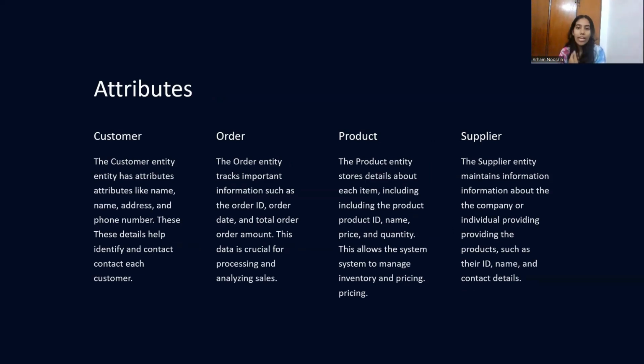The product entity stores details about each item, including the product ID, the name, the price, and the quantity. This allows the system to manage the inventory and the pricing. The supplier entity maintains information about the company or individual that provides the product, such as their ID, name, and contact details, so that it supplies to the customer.